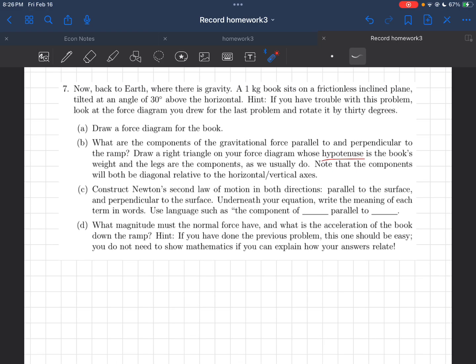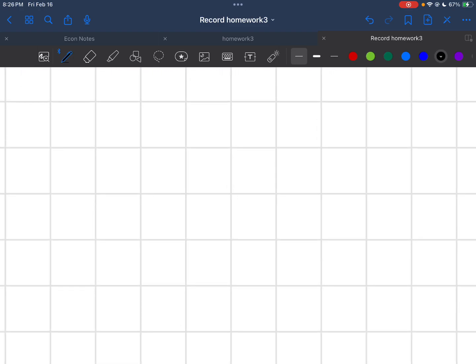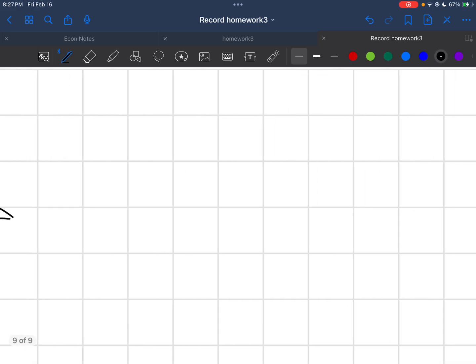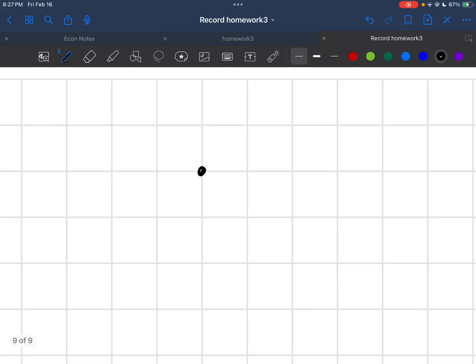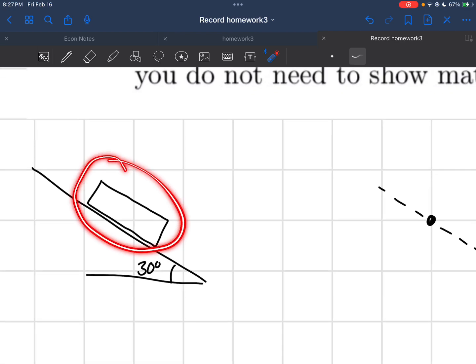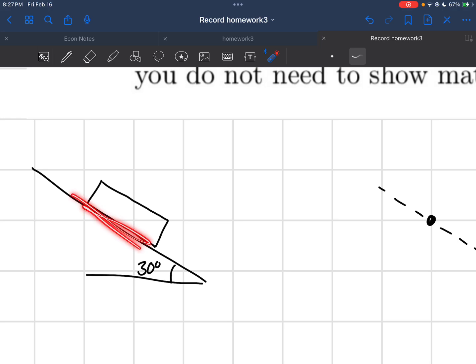All right. So now we're back on Earth and we have gravity again. But now we have that same 1 kilogram book resting on a slope that is inclined at an angle of 30 degrees. So now here's my book on the slope. So when I draw my force diagram off to the side, I like to sketch in the slope. This isn't a force, it's just a dotted line to remind me where the slope is. Because when I think about what is physically touching my object, it is just the slope.